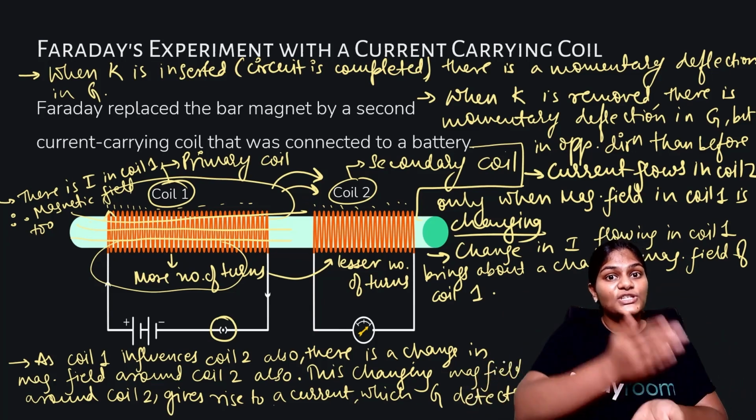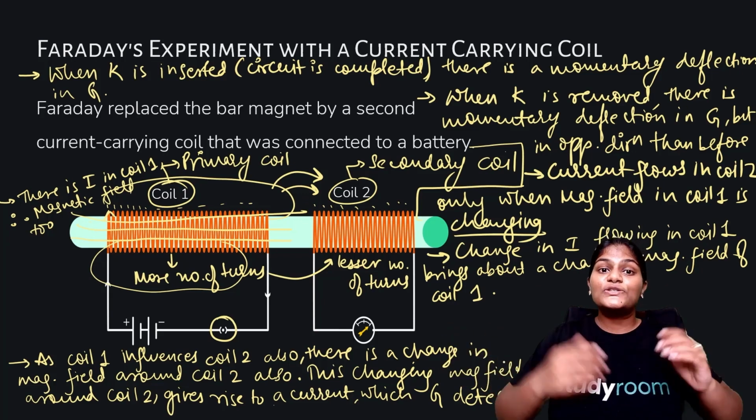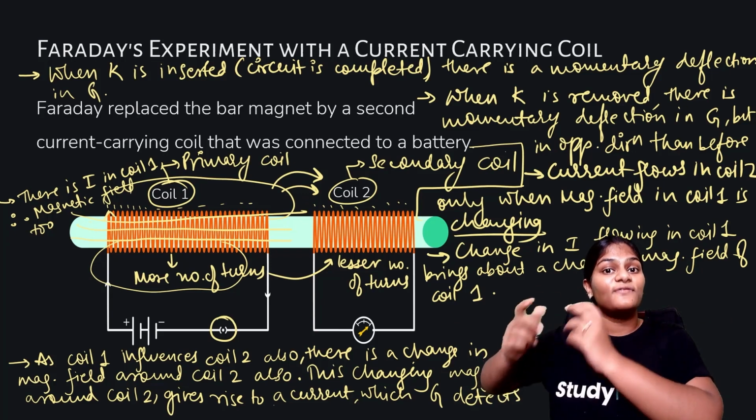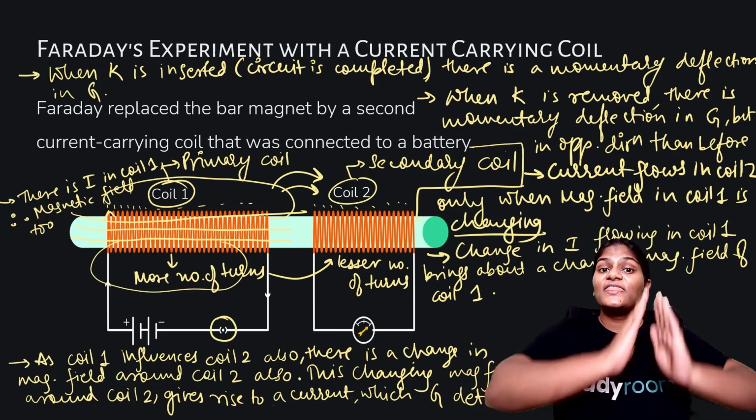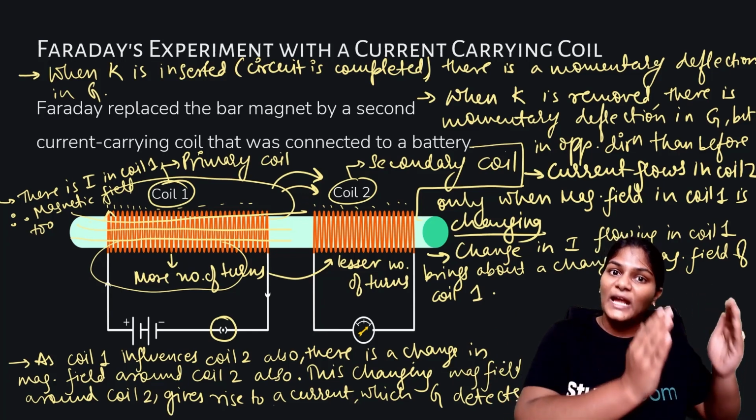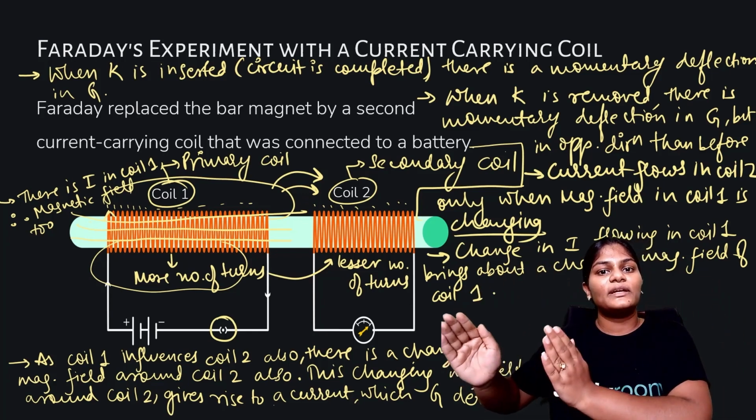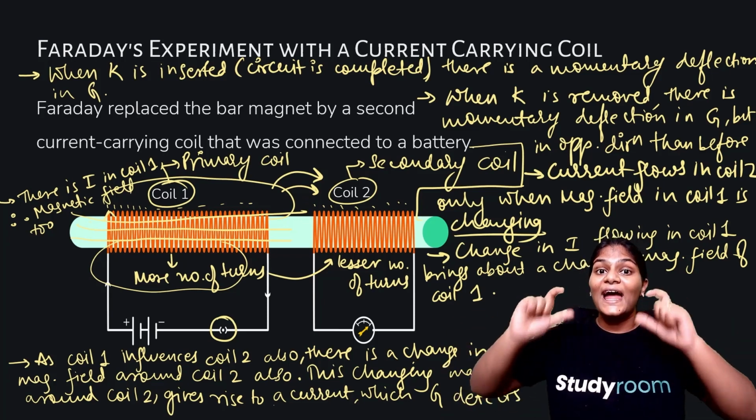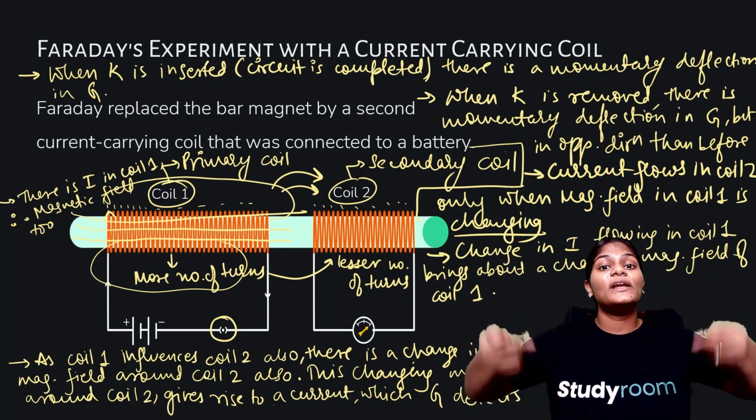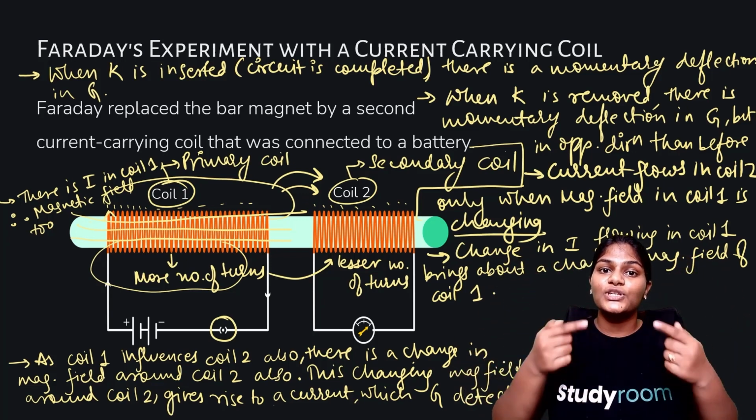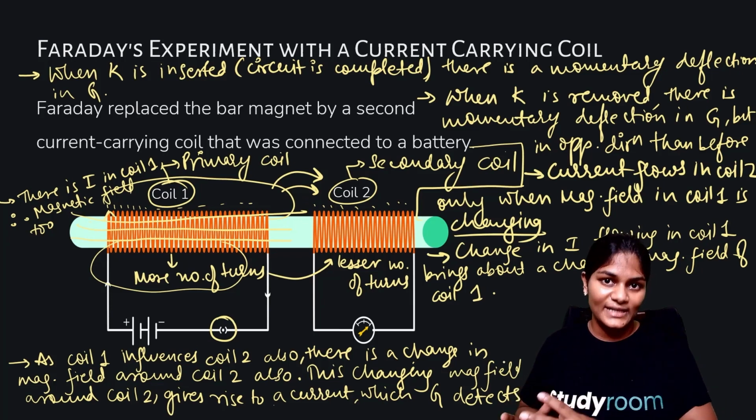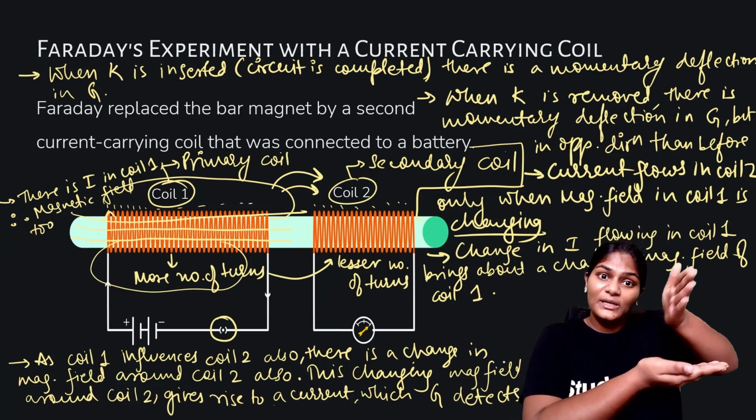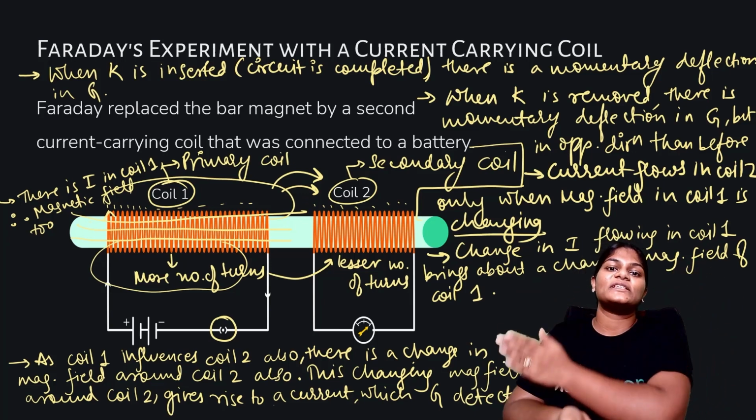And we know that change in current leads to a change in magnetic field also. So the current changing in coil 1 leads to a magnetic field changing in coil 1 only, in the primary coil only. And this change in the magnetic field of the primary coil gives rise to a change in magnetic field of the secondary coil also, because coil 1 influences coil 2 also. And the change in the magnetic field around coil 2 is the reason for the induced current in coil 2, which the galvanometer detects. Okay, so make sure you know this step by step, like what is happening because of that, then because of that what is happening, and what is the end result.